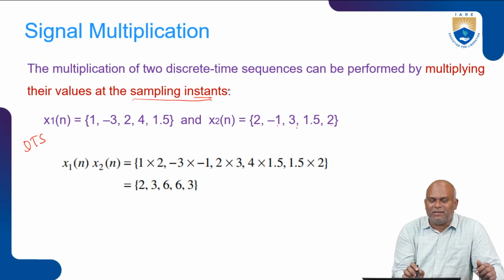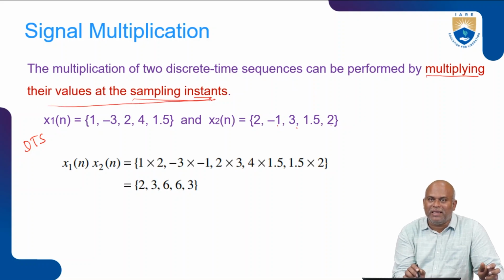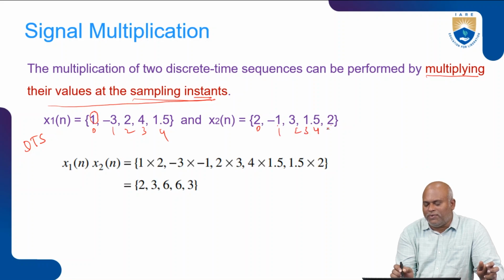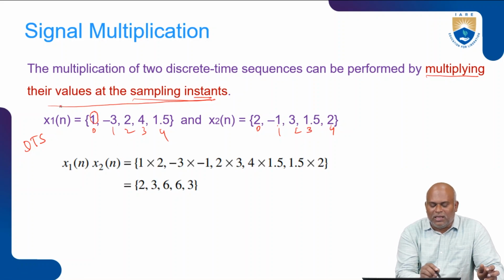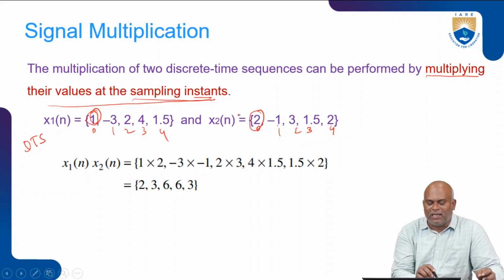Now the statement says that signal multiplication means multiplying the values at sampling instants. The index values are 0, 1, 2, 3, 4 for x1, and the x2 index values are also 0, 1, 2, 3, 4. So there are 5 values. The fourth value is 1.5. Now, at their sampling instants, x1 of 0 is multiplied with x2 of 0, the index 0 values multiplied.